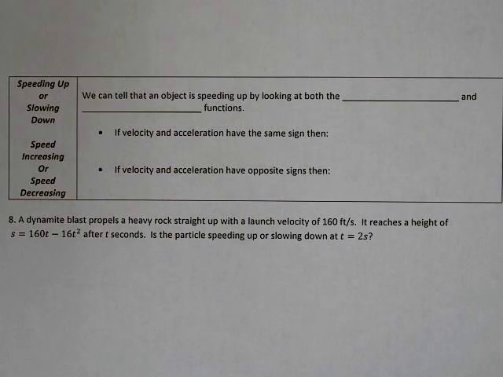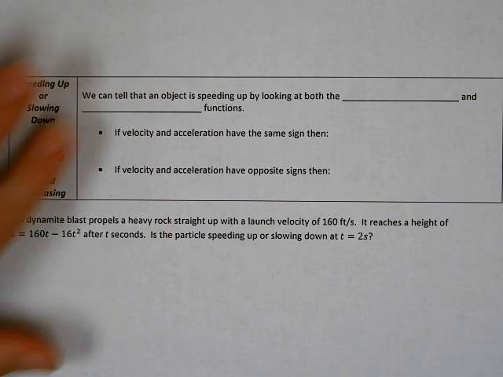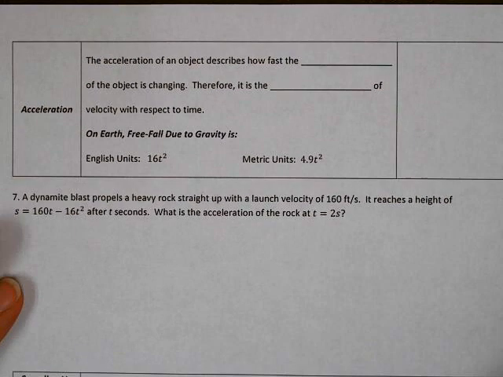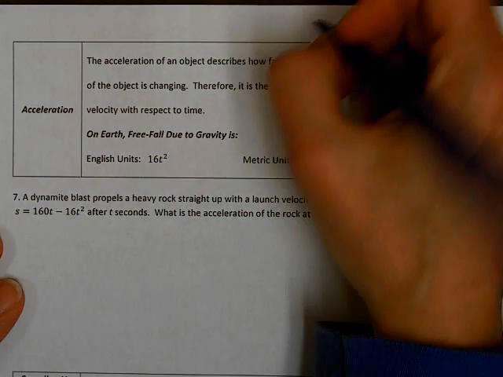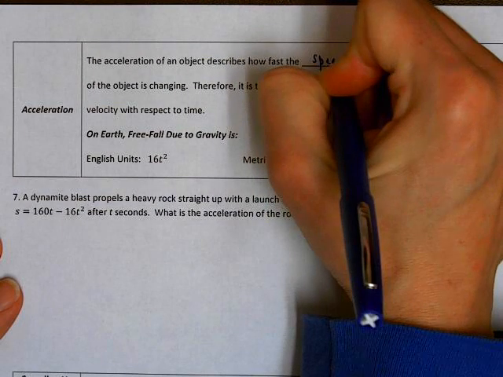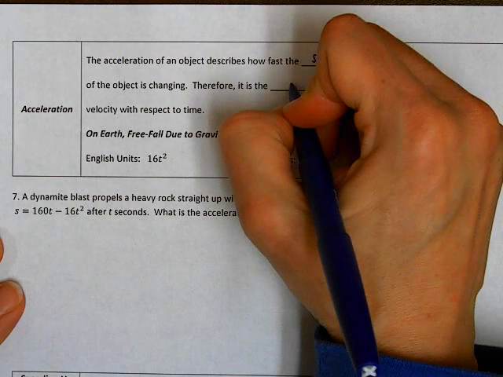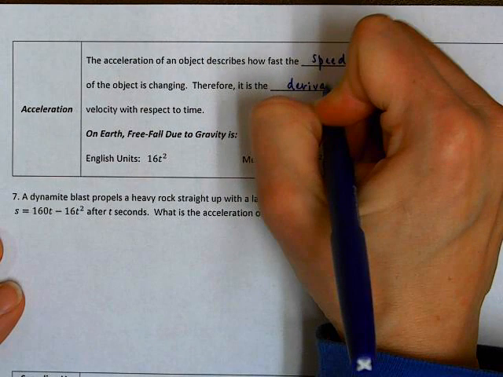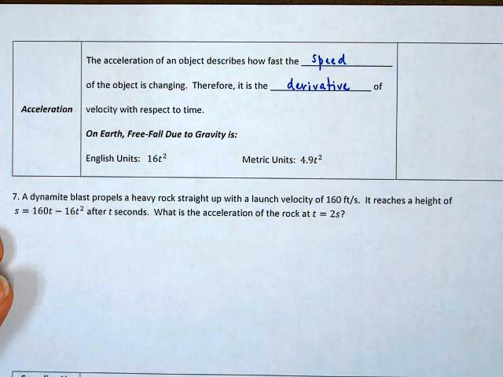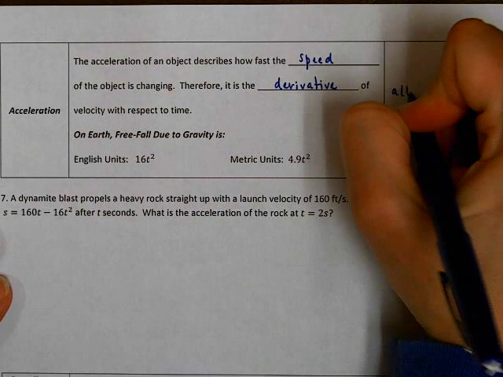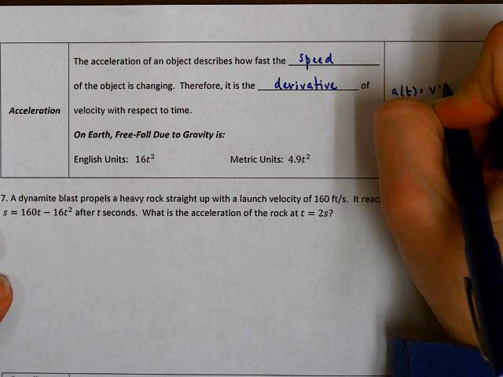All right, a few more things and then we are good for now. All right, next one is acceleration. So acceleration tells us how fast the speed of the object is changing. So therefore, it is the derivative of velocity with respect to time. So for acceleration, a lot of times we'll use a of t, which is v prime of t.